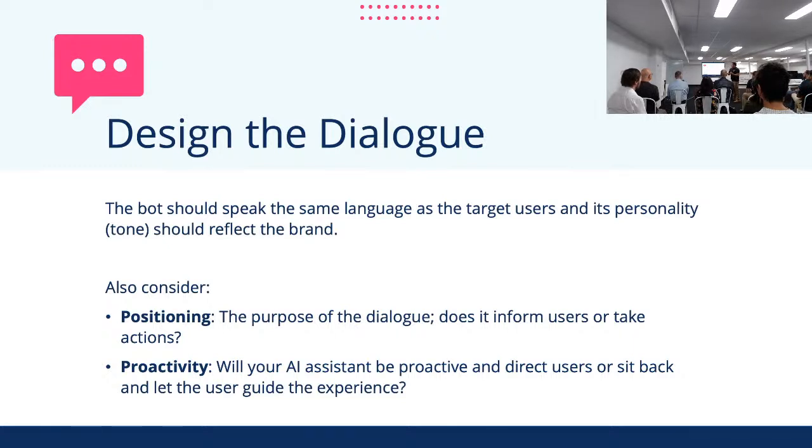Then we need to consider the positioning, which is the purpose of the dialogue. Does it inform users or does it take action? So positioning is important. If you're just trying to inform a user, which is like an FAQ, it's, I don't know, what are your opening hours? Okay, 9 to 5, right? Whereas taking action is more like, okay, where's the status of my claim? I want to submit more information for that claim.